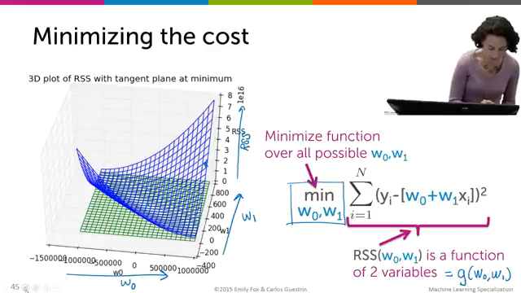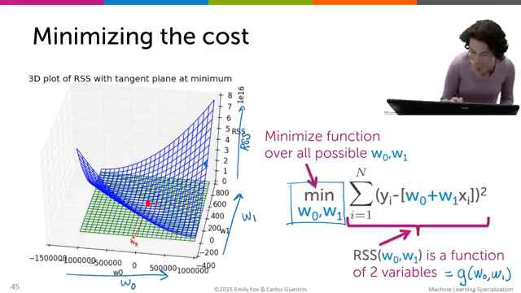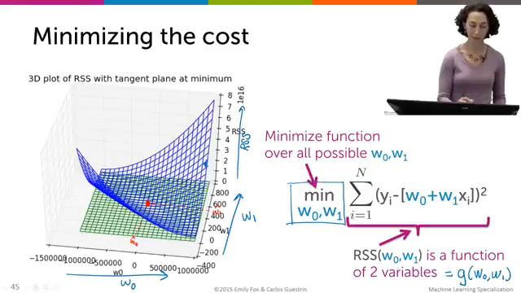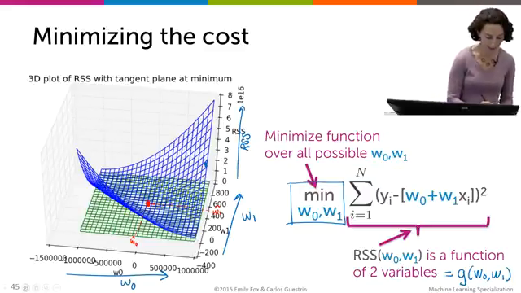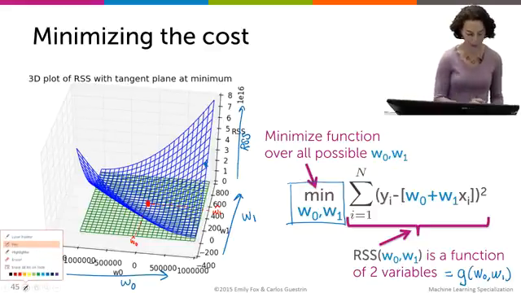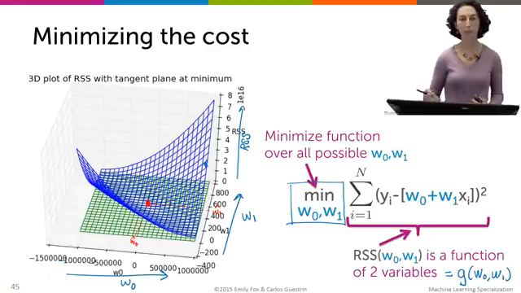Let me switch colors so that this is a little bit easier to see on this slide. We want to find the specific value of W0, which I'll call W0 hat, and W1 hat that minimize this residual sum of squares. So this is our objective, and switching back to our blue color here, this is an optimization problem where specifically the optimization objective is to minimize a function, in this case of 2 parameters, 2 different variables.